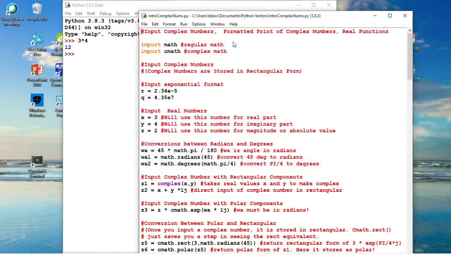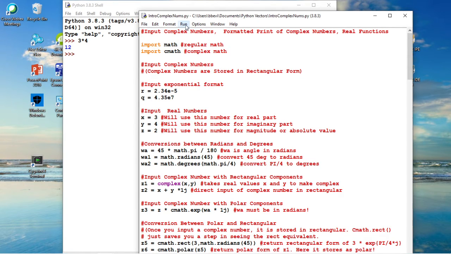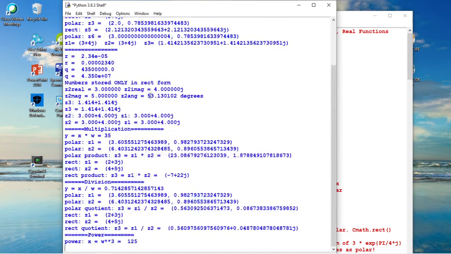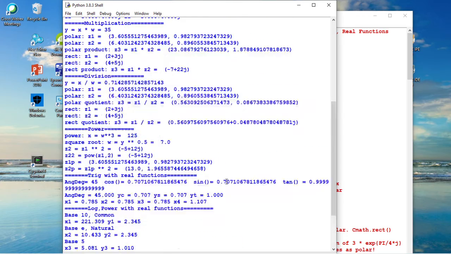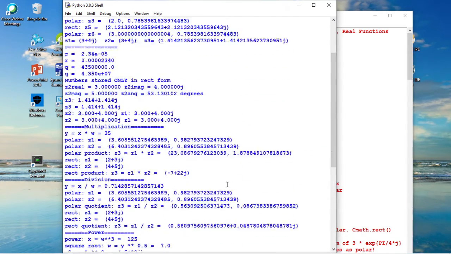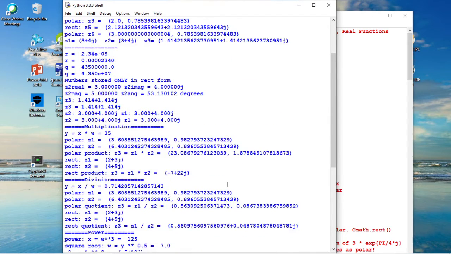Oops, I don't want to do save as. Do file, save. And then what you do is you basically go and run it, and your results show here. So you got a whole bunch of values here. I'm talking about power and watts and all kinds of good old stuff. Okay, so lots of stuff there.